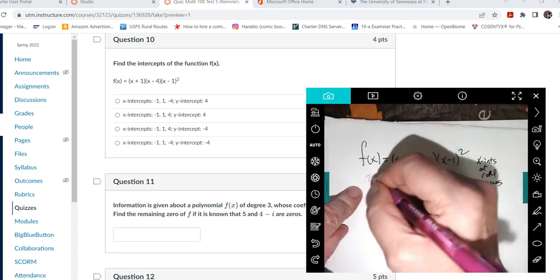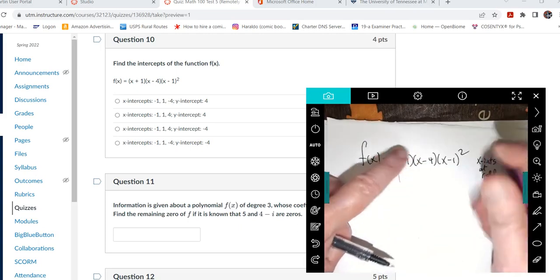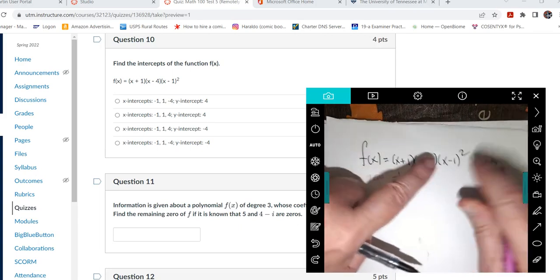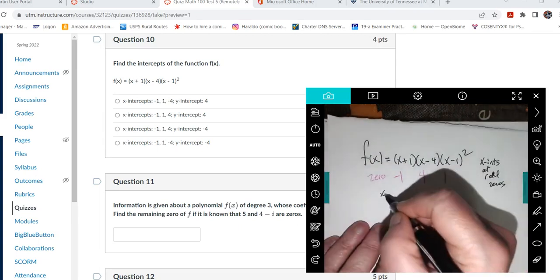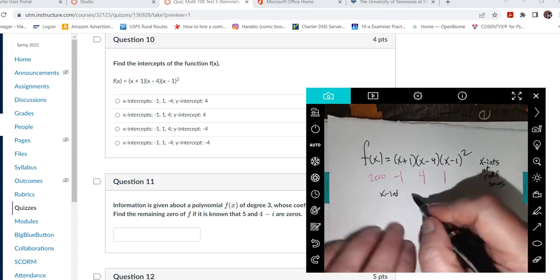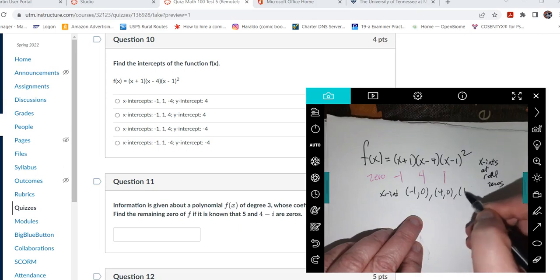So what are my zeros? We can see here what value of x will make everything 0: if x is -1, if x is 4, and if x is 1. So those are real zeros, and so I get x-intercepts at these zeros. As points, they're written like that.